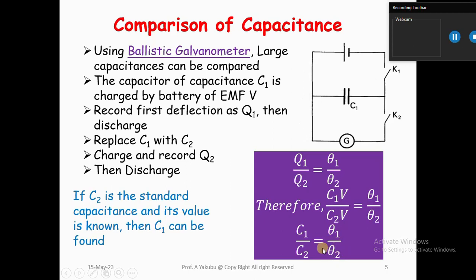So if we know the value of C2, we'll be able to determine the value of C1. Because C2 is known and we know the deflections, we'll be able to calculate this. It simply means that C1 is C2 times Q1 divided by Q2. You can try that from my explanation, and by next class we'll discuss what you get.